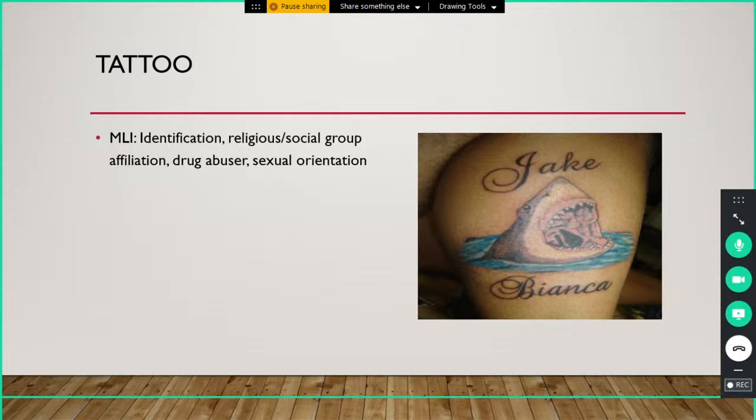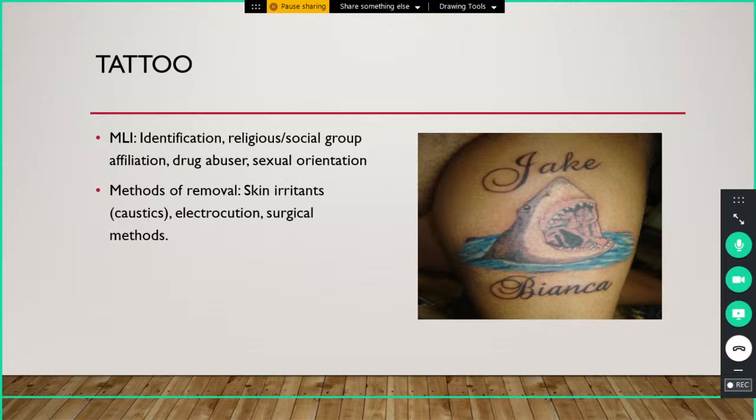Tattoo mark. What is the medico-legal significance? Identification. Some have religious pictures inscribed. Most of the drug abusers have extensive tattoo marks over the upper limbs. Method of removal: corrosive agents can be used, electrocution or surgical methods.